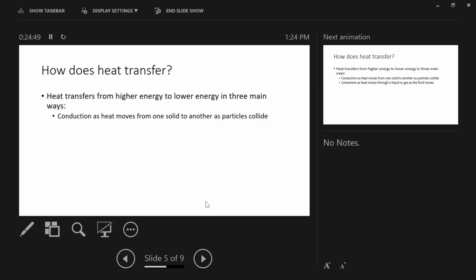An elastic collision. All right, so this happens in three ways. One, as conduction. So conduction is as heat moves from one solid to another as the particles collide. So in this case, in conduction, your two objects are in contact. This was my illustration earlier, right? I heat this pointer up. I set it on this table. The heat's going to transfer from my pointer to this table by conduction. Two solids in physical contact. Is that okay?